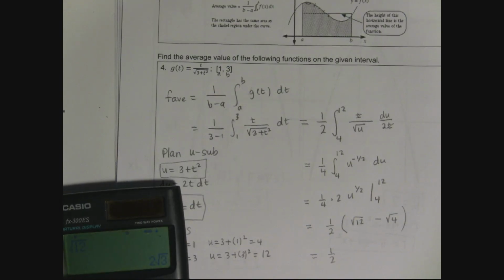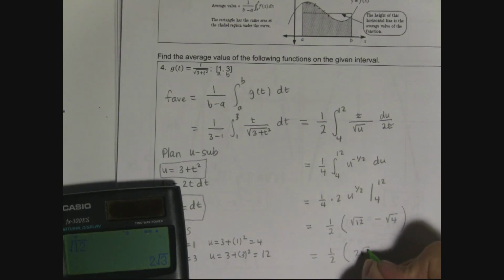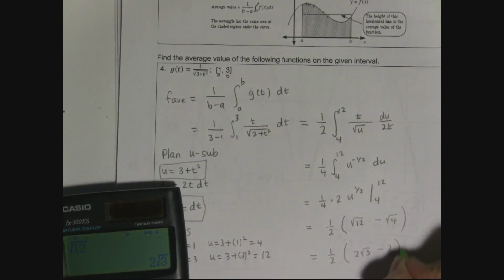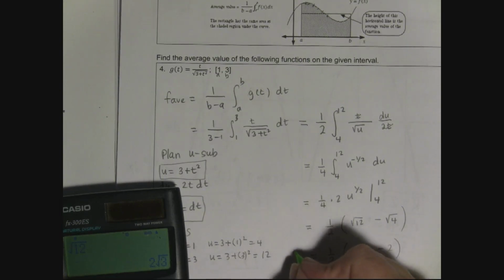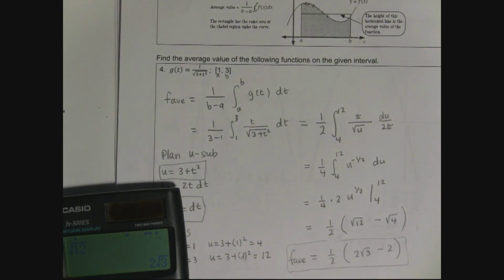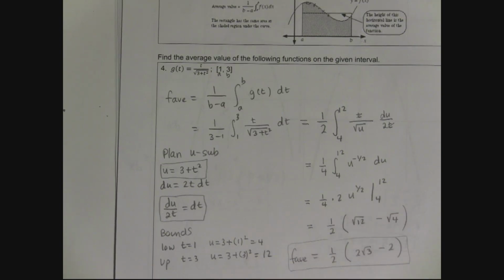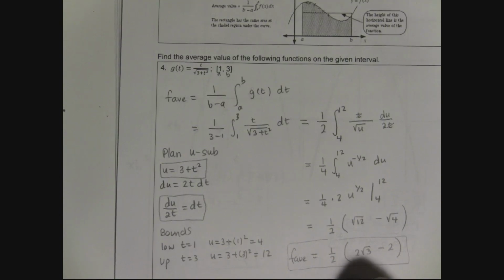Kind of a nasty problem for number 4, though, is 2 square roots of 3 minus 2. This is F average, and whether you multiply that together or leave it like that is fine. I think that they actually did, now that I'm remembering, multiply it together in the book.